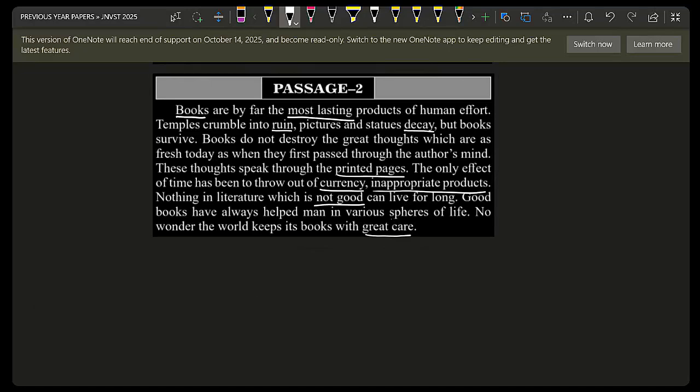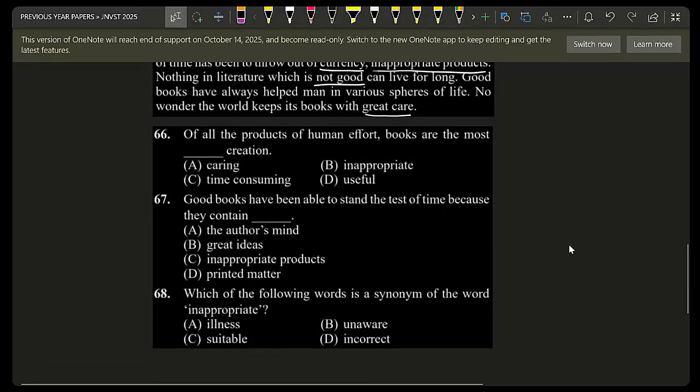Now let's go through the questions. Passage 2. Question 66: Of all the products of human effort, books are the most dash creation. Caring, inappropriate, time consuming, useful. So in the passage it is clearly said it is a useful creation. Option D.